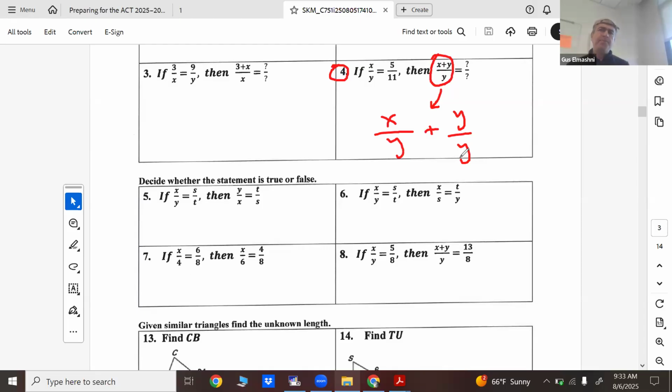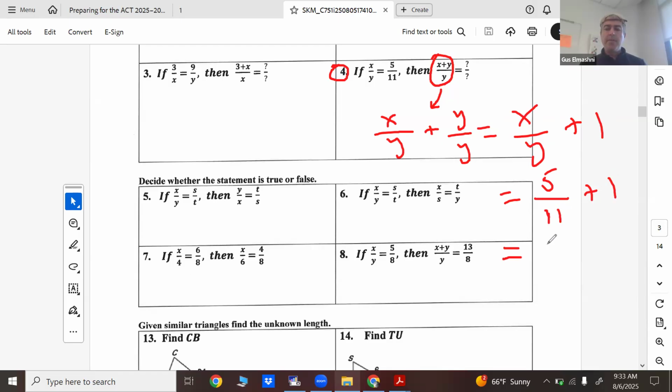Now, what's y over y? 1. So you get x taken out. Yeah, you get 1. So x over y plus 1. And we were told what x over y is. It's 5/11ths. Now, how do I change 1 to a fraction? Correct. And then you can make it 11 over 11. Now you get 16 over 11.